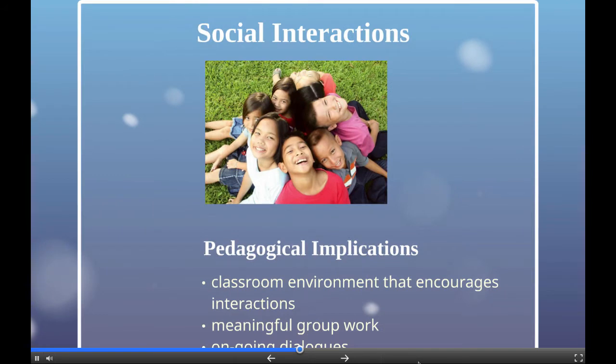Finally, research has shown that learning is very much influenced by social interactions between children and adults. Educators should provide learning environments that promote interactions between peers, as well as between students and the teacher. Group work and ongoing dialogues in the classroom are crucial to children's learning.